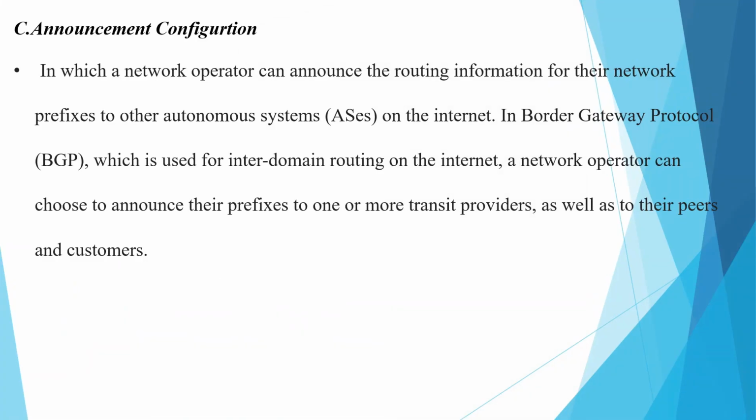Next we have the announcement configuration, wherein a network operator can inform other autonomous systems on the network of the routing details for the network prefixes. An internet network operator can decide whether to announce their prefixes to one or more transit providers as well as their peers and customers when using the Border Gateway Protocol, that is BGP, which is used for inter-domain routing.